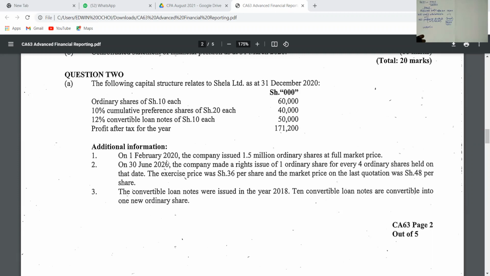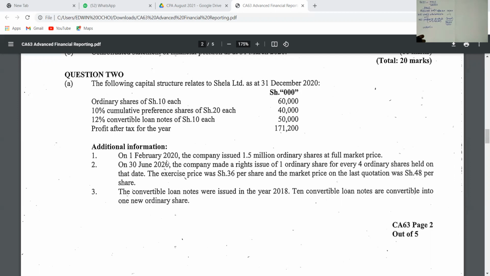Remember that a right issue is whereby the entity decides to give the existing shareholders shares at a lower price than the existing market price, based on a certain proportion. In this scenario, the proportion was 1 ordinary share for every 4 held, at an exercise price of 36, while the market price was 48. That is the direct interpretation of what a right issue means as per additional information number 2.